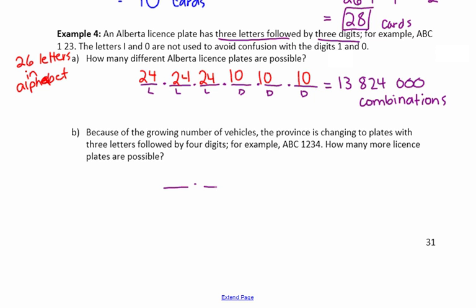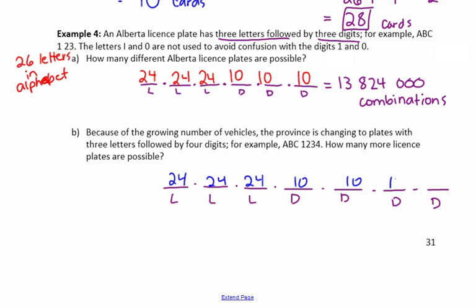So now we have letter, letter, letter, digit, digit, digit, digit. How many more license plates are possible? One more 0. You're correct. Because we're adding another times 10. So that would be 138,240,000 combinations. So how many more is that?